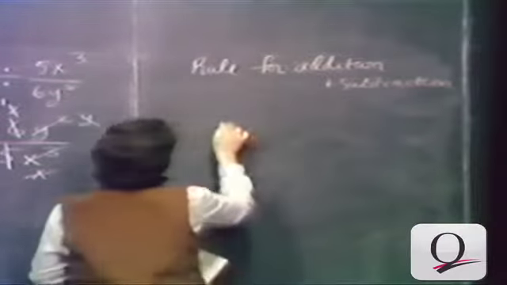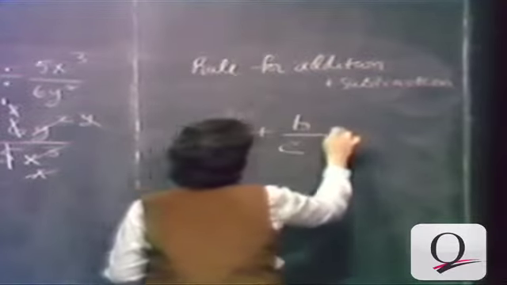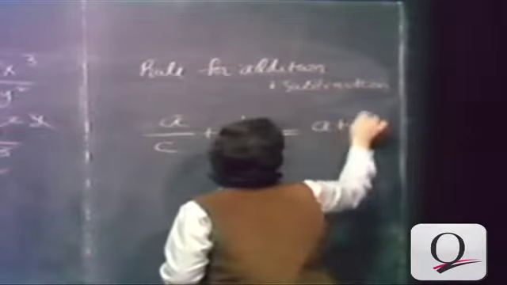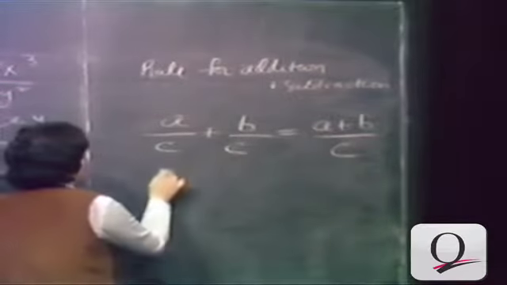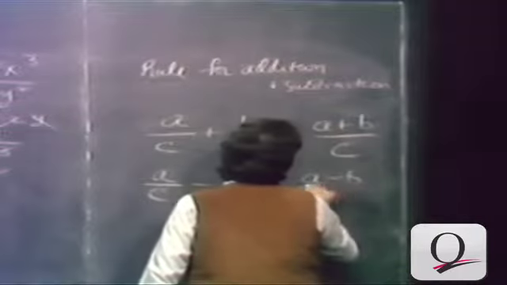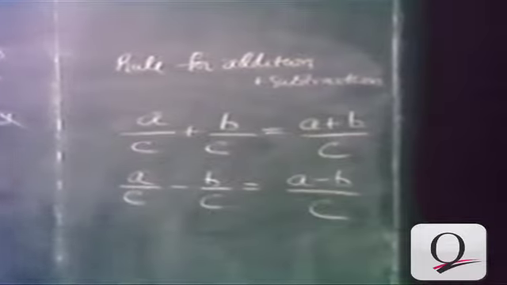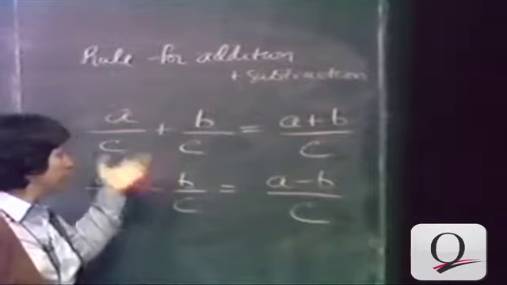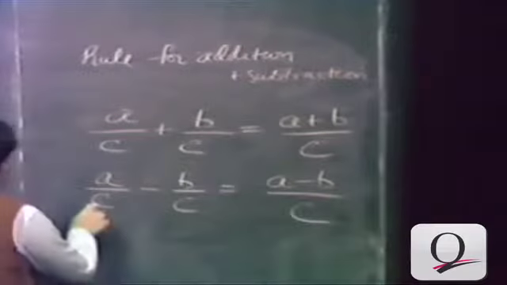If you want to, say, add two fractions that have the same denominator, you combine the numerators over the common denominator. And the same thing for subtraction. A over C minus B over C is A minus B over C. To add or subtract fractions having the same denominator, and that's the key, they have to have the same denominator, you combine the numerators and put them over the common denominator. Must have the same denominator.